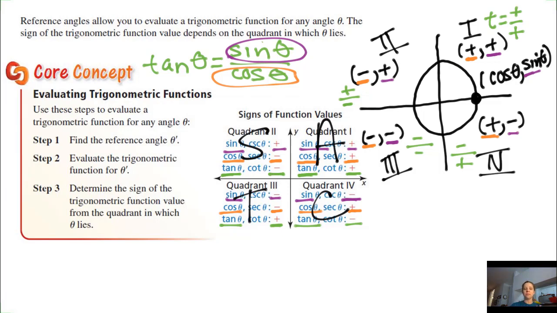Okay. Now, let me read. When we're evaluating trigonometric functions, we're going to use these 3 steps. We're first going to find the reference angle theta prime. We're then going to evaluate the trig ratio for theta prime. And then third, we're going to determine the sign of the trigonometric function value from the quadrant in which theta lies.